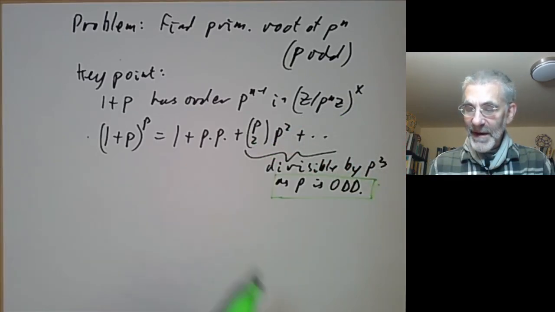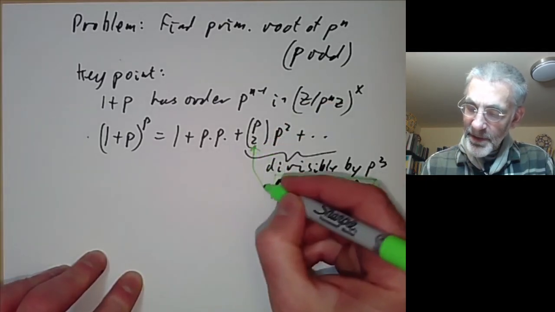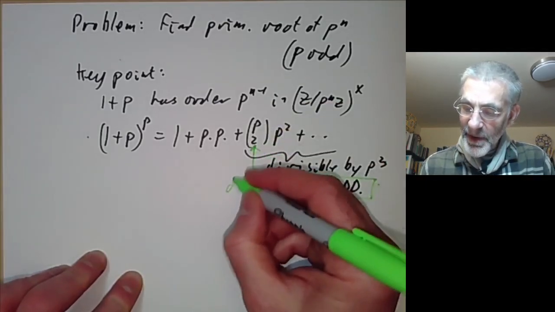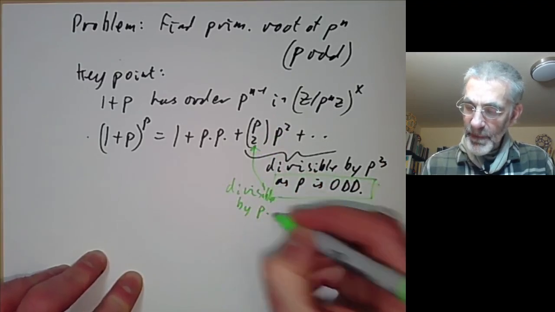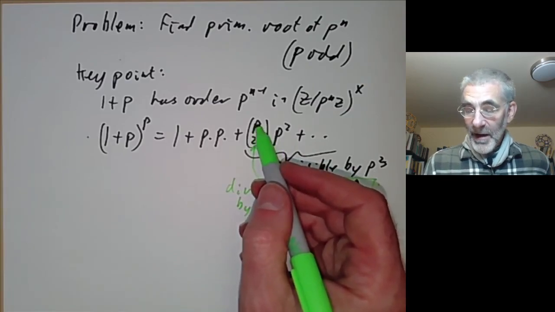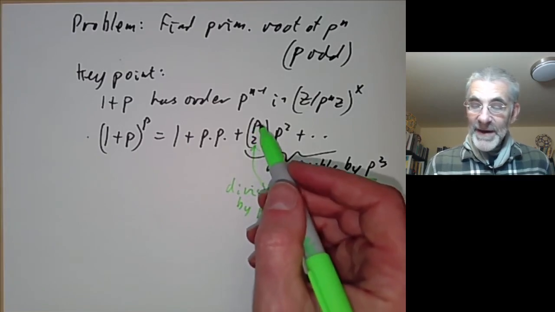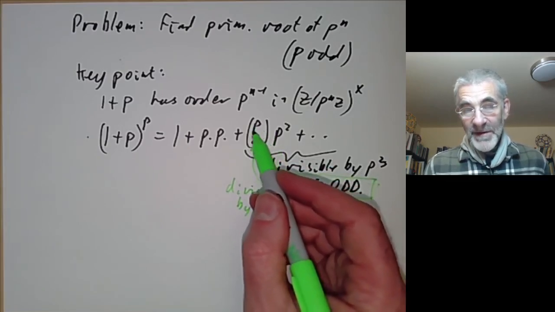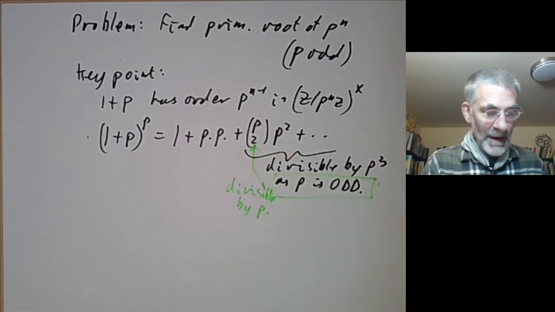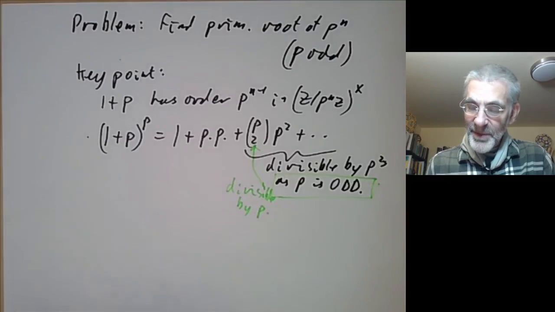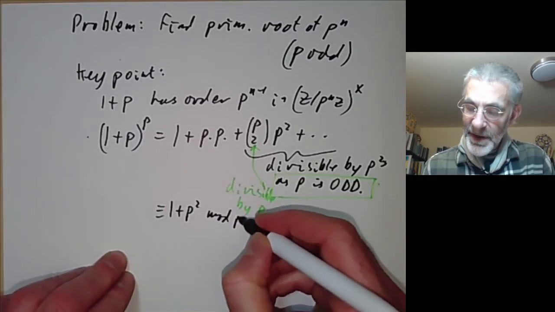And why are we using that? Well, here we've got a p squared, and if p is odd, then this is divisible by p, because it's got a p in the numerator, but no p's in the denominator. However, if p is equal to 2, then there is a factor of p in the denominator, and this is no longer divisible by p. So we find that 1 plus p to the p is congruent to 1 plus p squared modulo p cubed.